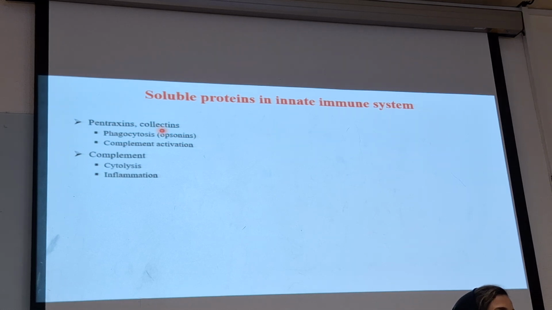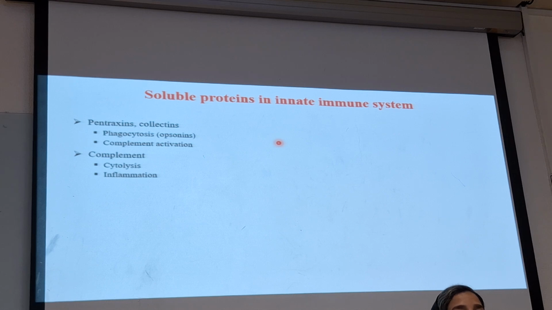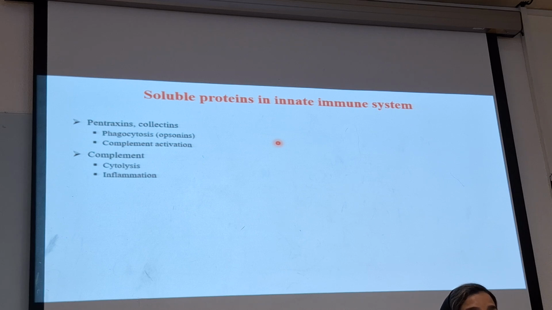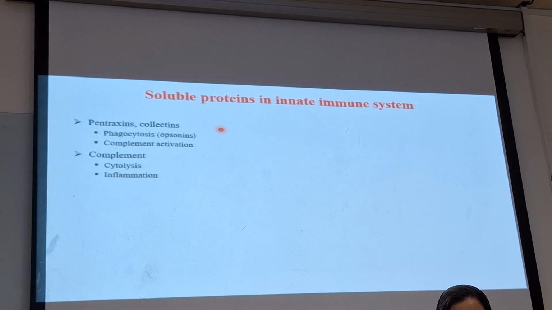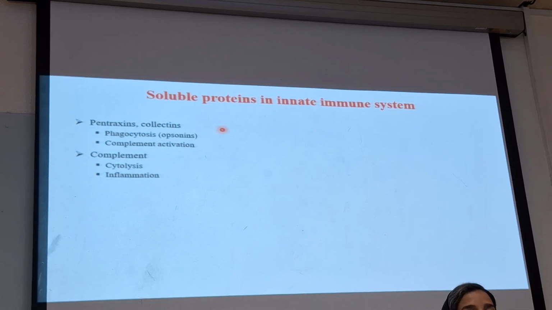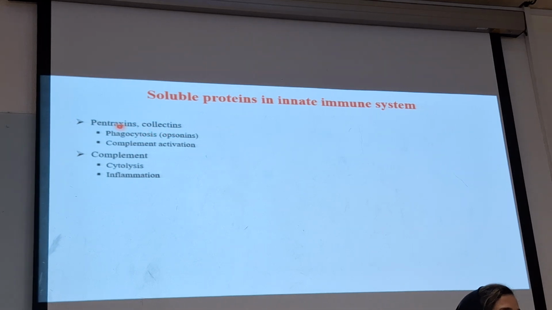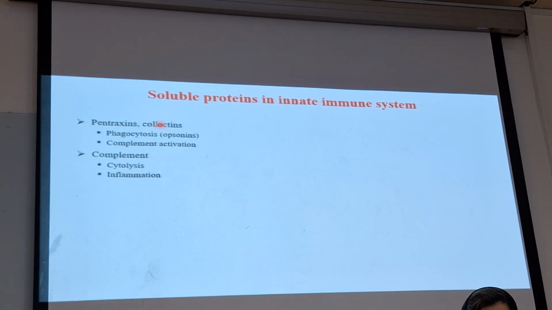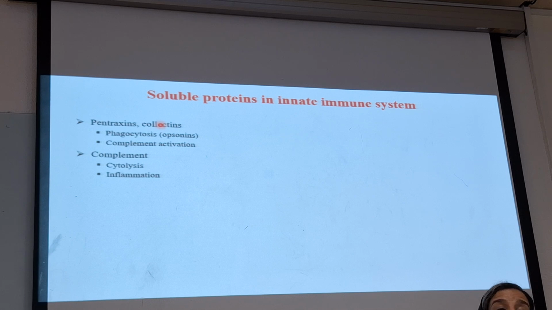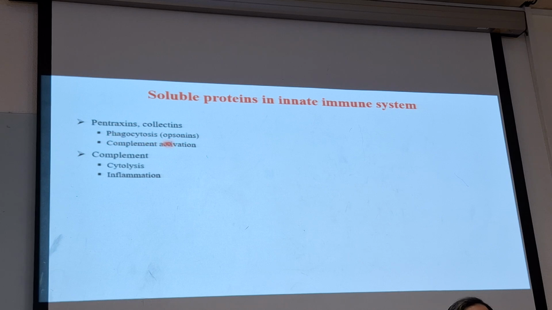The third line of defense in the innate immune system is made by some soluble proteins, like collectins and pentraxins such as CRP. They are able to bind to the surface of pathogens, and on the surface of our immune cells we have receptors for these molecules. After these soluble proteins in our serum bind to pathogens, they bind to the receptors on the surface of innate immune cells. These innate immune cells are activated and phagocytose them.